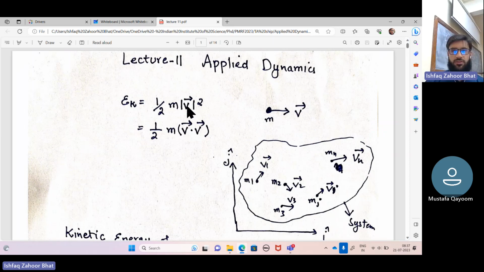In the last lecture, let us quickly recall what we did. We derived expressions for the total kinetic energy of a system of particles, where we had a system containing m1 to mn number of particles, and each had velocity v1, v2, and vn respectively.